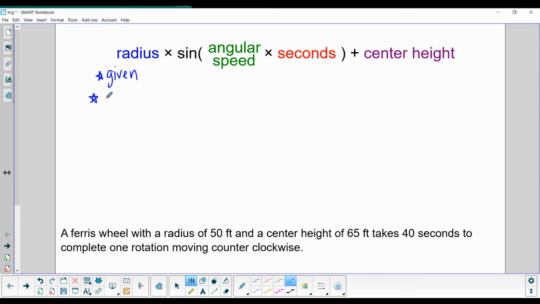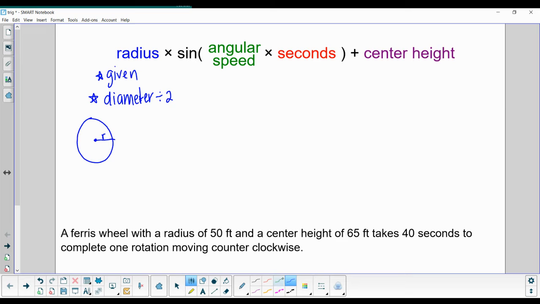Occasionally it's going to be given to you as the diameter, and you would just have to divide that by 2. Because the diameter goes all the way around a circle and the radius is just half the circle. So remember that in our circle, the radius is from the center out.